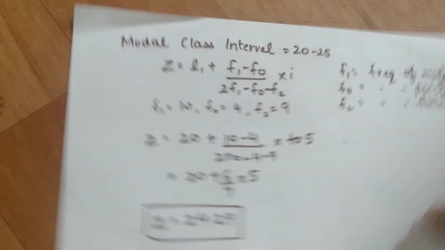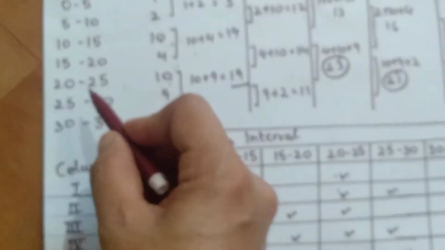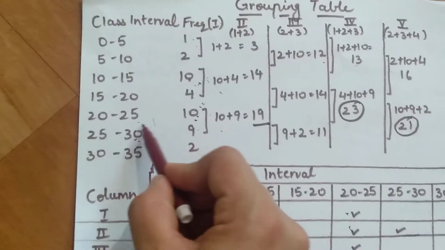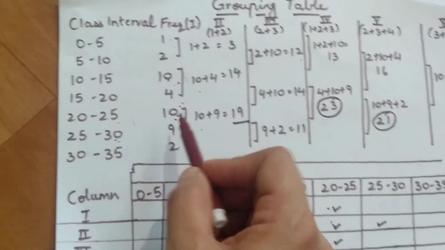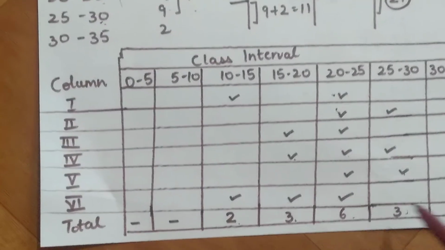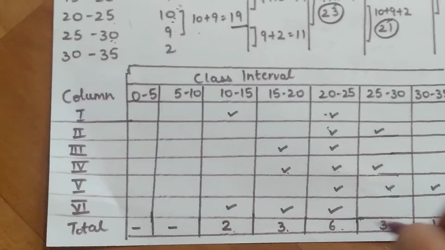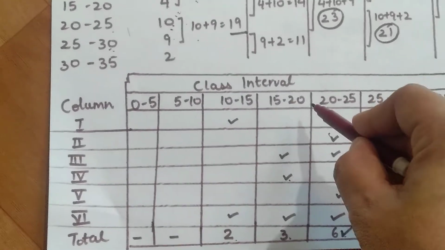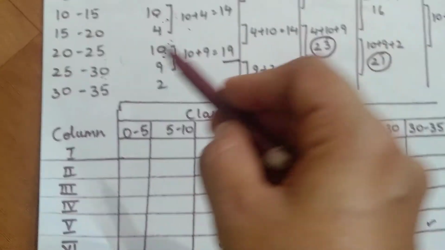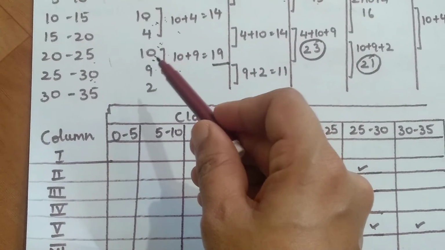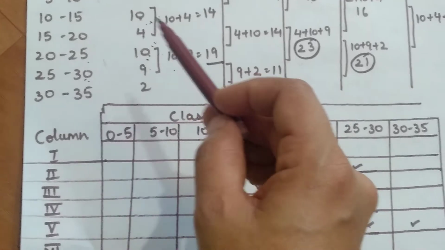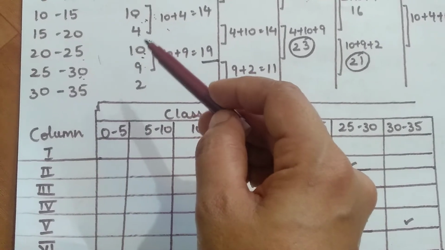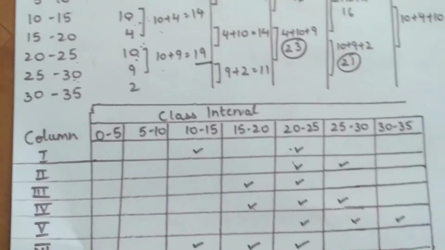For example, over here in the table we got the maximum value at 20 to 25. After the totaling over here, we have 2, 3, 6, 3, 1. We got these values. So which has the maximum value? Maximum value is 6. So the modal class is 20 to 25. Against 20 to 25, the frequency is 10. Frequency of the preceding class is 4. And the frequency of the following class is 9. We will take these values to calculate the mode.